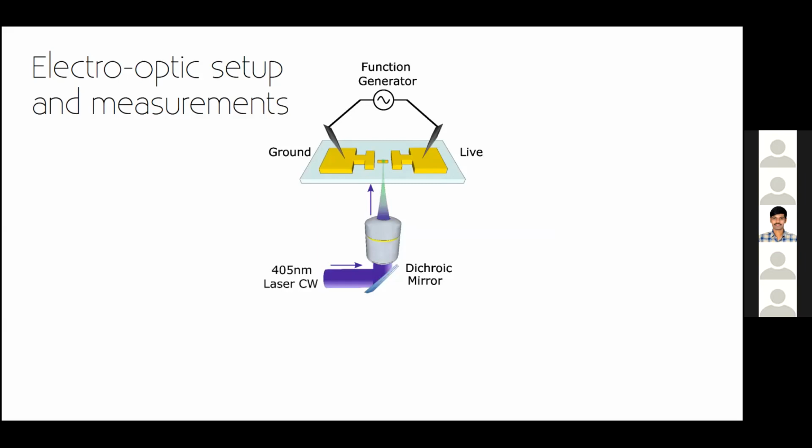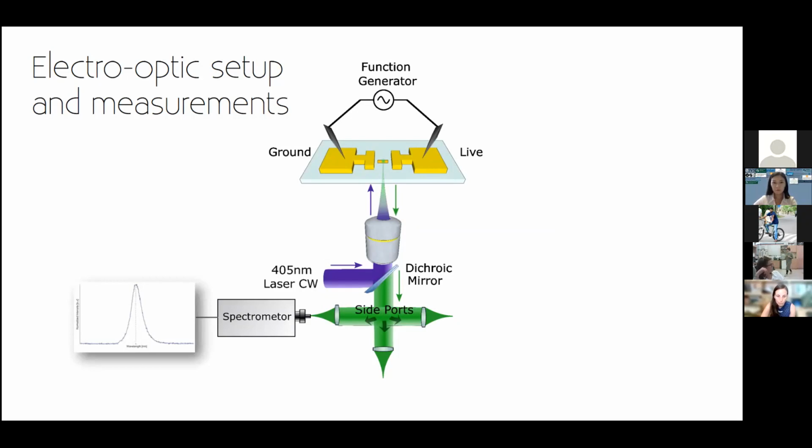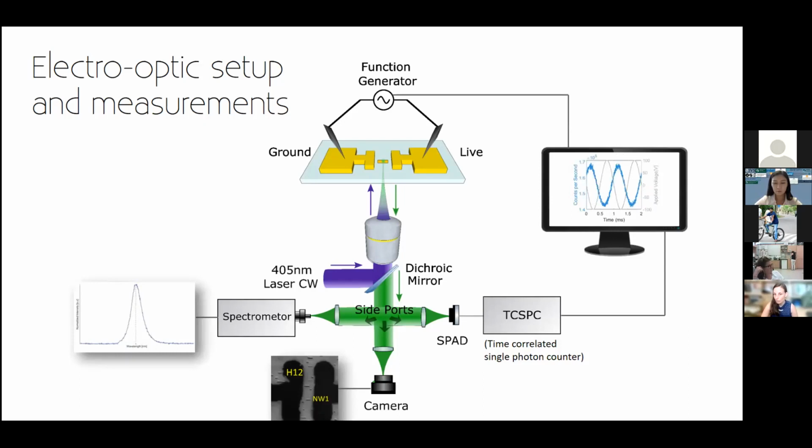And what we do is that we illuminate with a continuous purple laser that excites the nanowires, which in turn will emit the green fluorescent light. And this can go out to 3 ports: into a spectrometer, where we can see the spectrum of the material; to a camera; and most importantly, we can collect the emitted photons with a time-correlated single photon counter, which in this way we can retrieve each arriving photon. And when averaging out the data, we can see how the intensity of the photoluminescence modulates with the electric current.